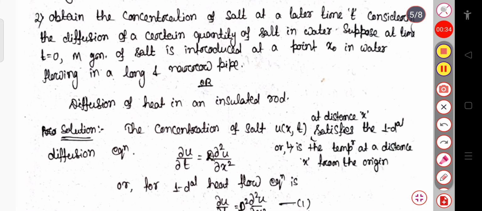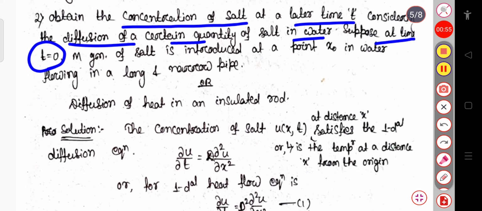The question might be asked in this manner: suppose it has been given to obtain the concentration of the salt at a later time t, considering the diffusion of a certain quantity of salt in water. So some quantity of salt is diffused into the water. Suppose at time t equal to 0, m gram of salt is introduced at a point x0 in water flowing in a long narrow pipe.